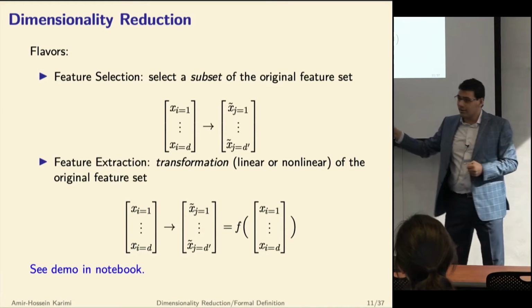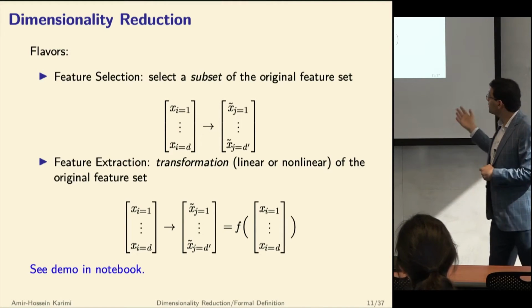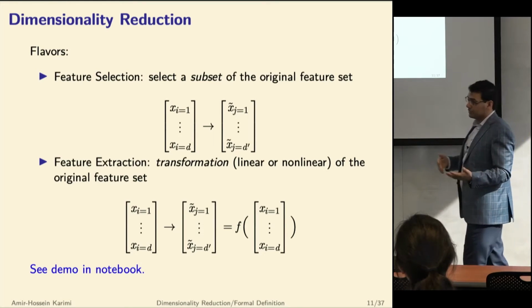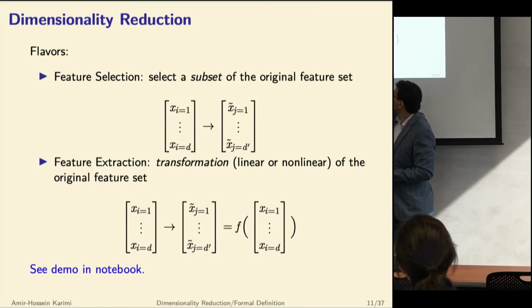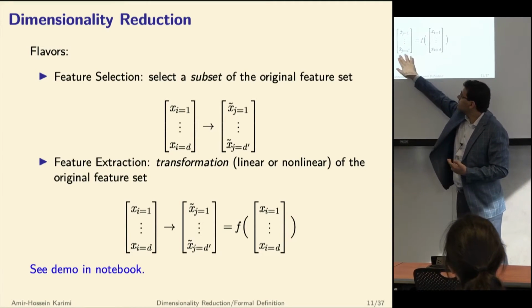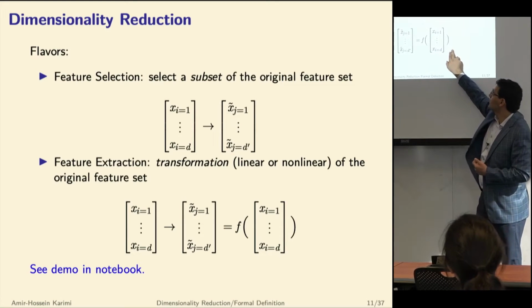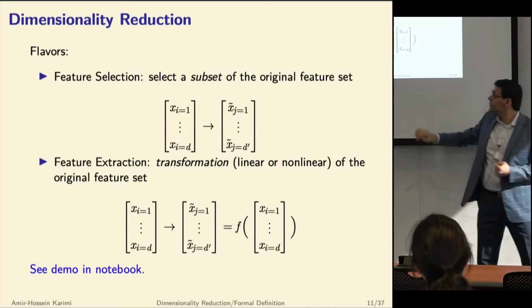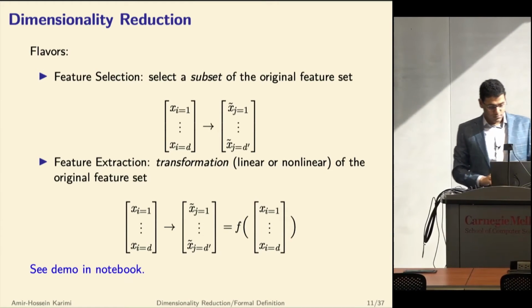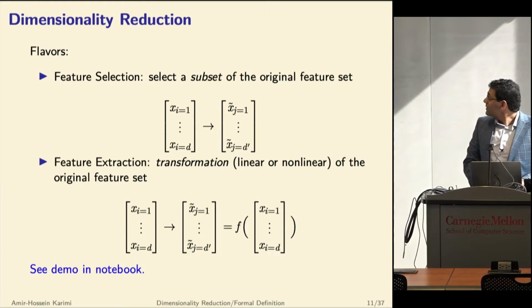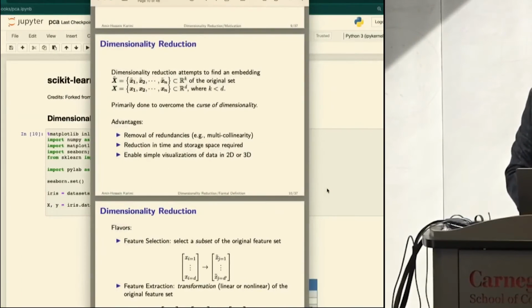Feature extraction, on the other hand, is a learning-based approach, where we're trying to find a transformation, which could be linear or nonlinear, of this original data set into some lower dimensional d prime space, whereby this embedding is the result of some function that is either learned or approximated of the original data set. So let's look at what this looks like in some real-world data.